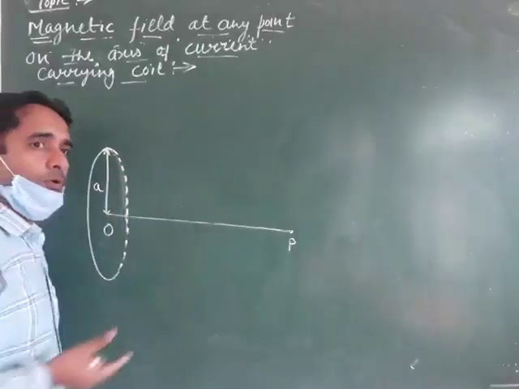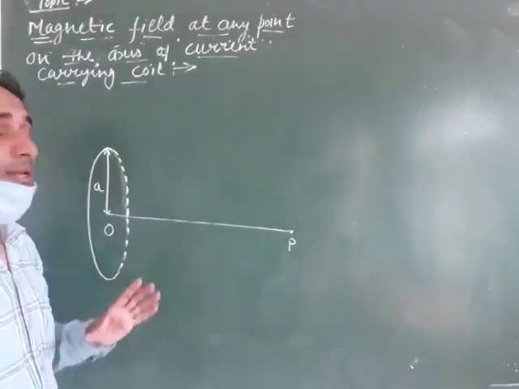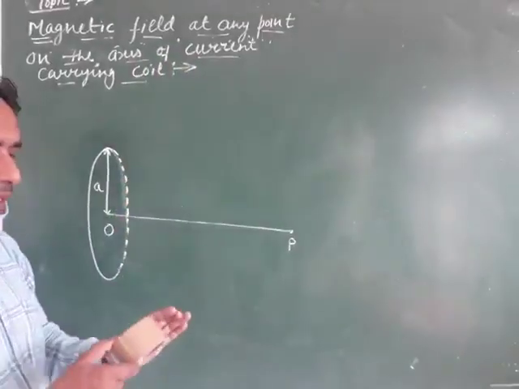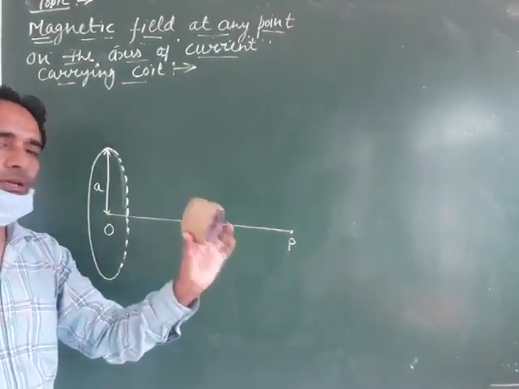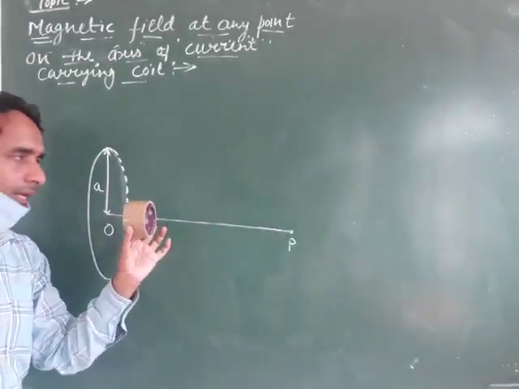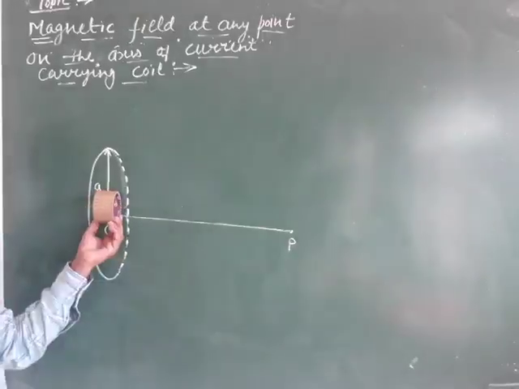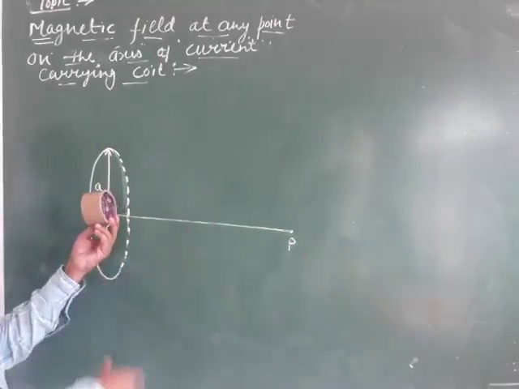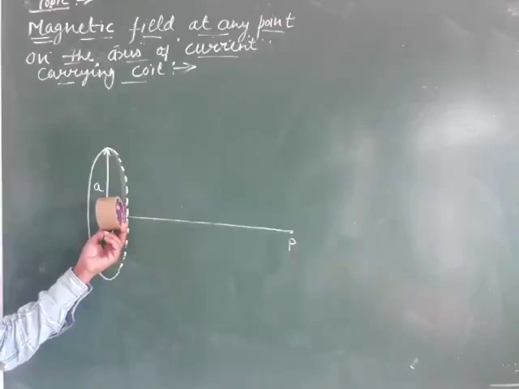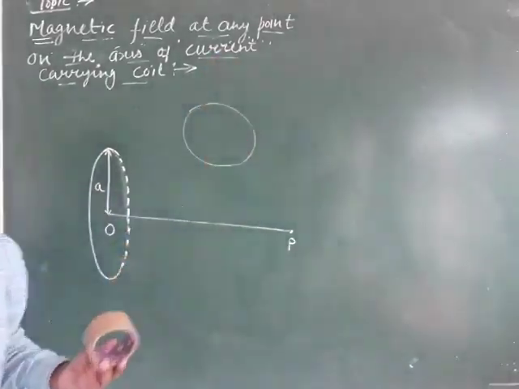So for this purpose, first of all, we need to consider a circular coil that carries the current. Let us consider this is a circular coil, placed perpendicular to the plane of the paper. Okay, my point: this coil is not like this, this coil is kept like this. It is not kept on the plane of the paper.